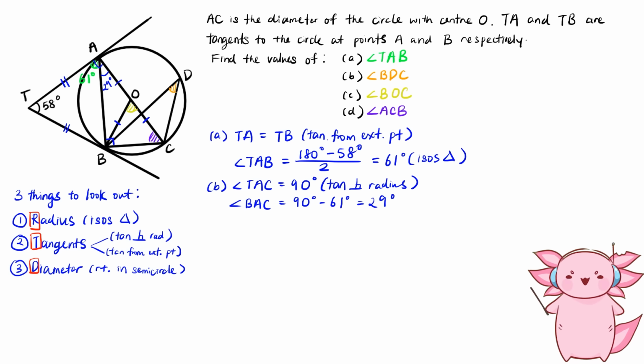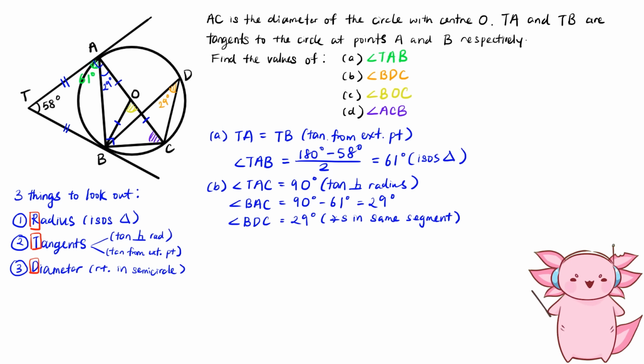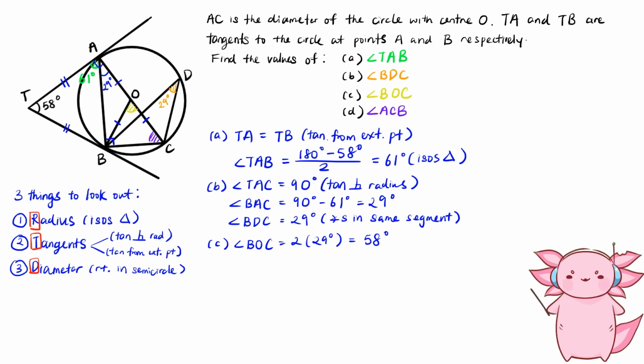Now, since we want to find the orange angle over here, let's try to trace it downwards, and we can see that it has this pizza crust over here. So the orange angle is actually 29 degrees as well because of angles in the same segment. Now, to find the yellow angle, again looking at this pizza crust over here, the yellow angle at the center is 2 times the angle at the circumference. So we can just do 2 times 29, which gives us 58 degrees.